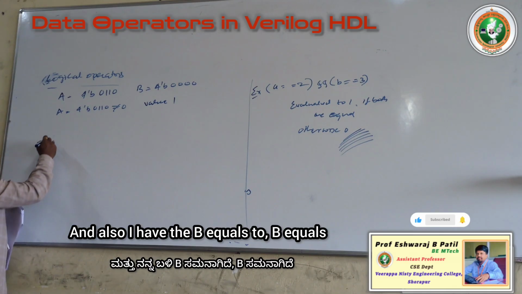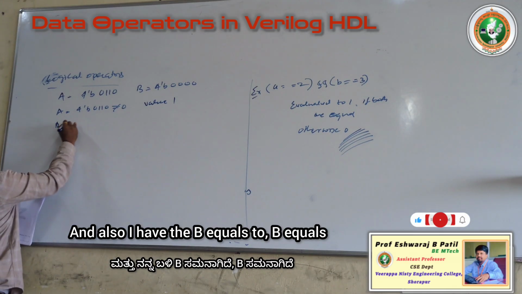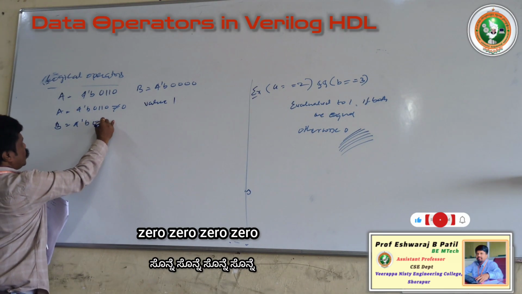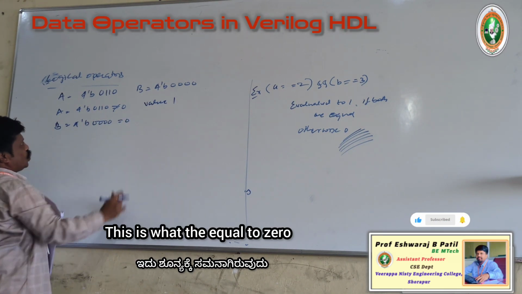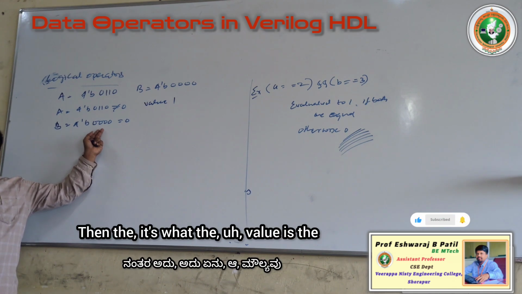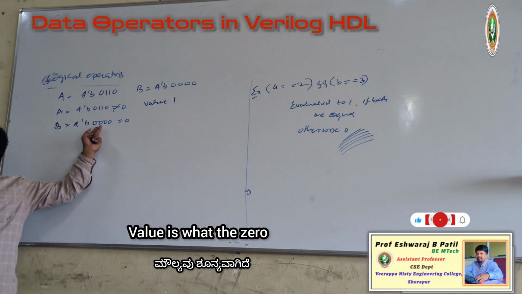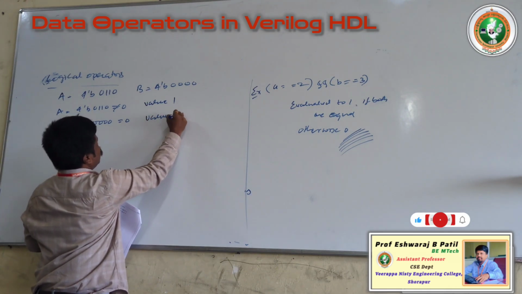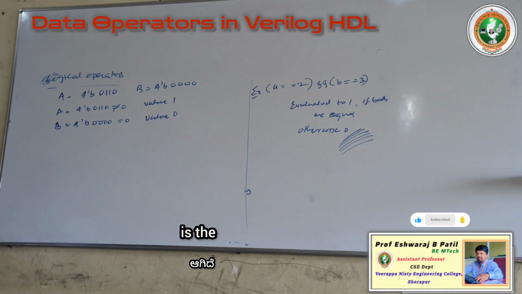And also I have B equals 4 bits of 0 0 0 0. This is not equal to 0. Is it right or wrong? True or false? False, right? Then what is the value here? The value here is 0.